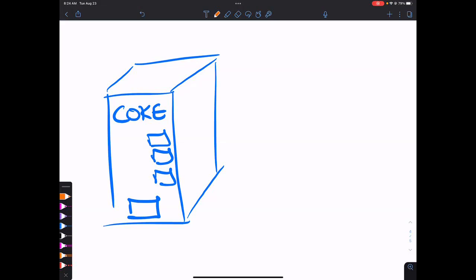Okay, so somebody tell me how it works. How do you interact with a machine like this? Okay, you put some money in, right? I put in $1. What else? Okay, and then I click a button. And then what?